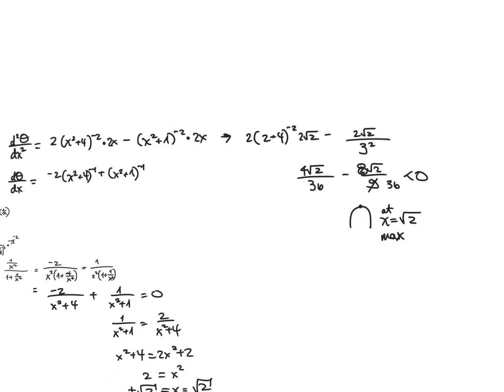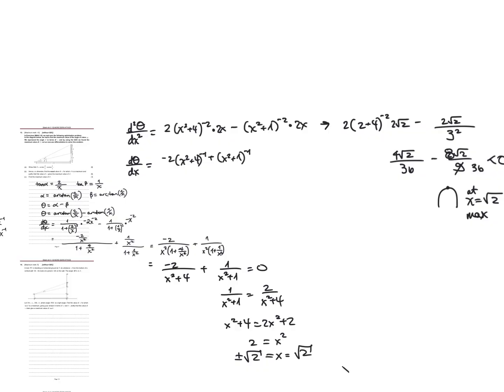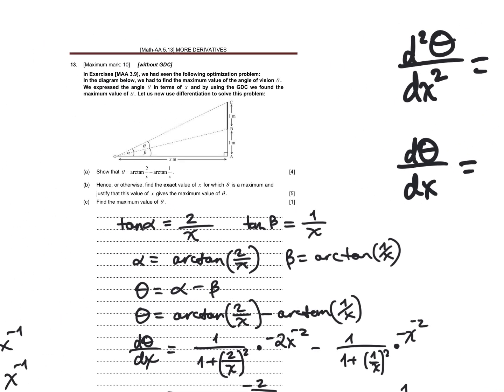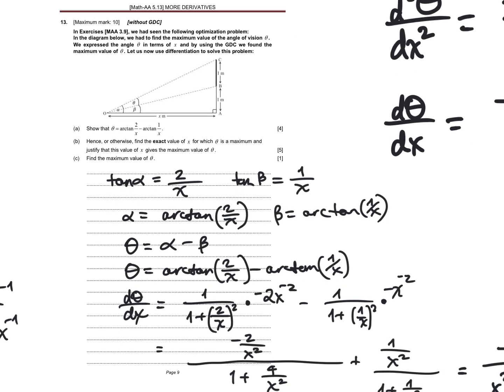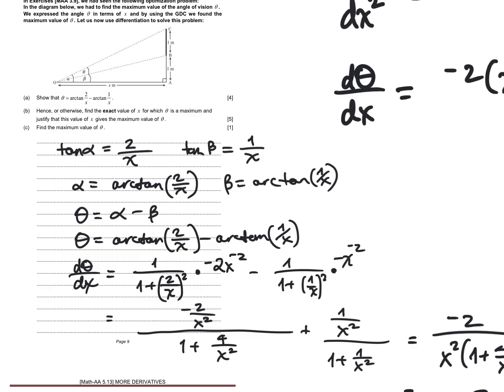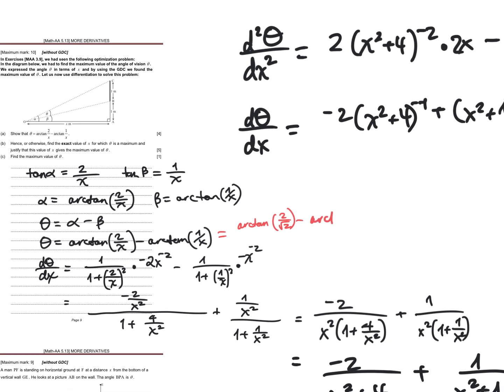And also, all of these times I'm finding the second derivative, you could just go on either side of root 2, 1 and 2, substitute into the first derivative and show that it's changing sign, okay? So that would have been a smarter way to do some of these. Oh well, so now find the maximum value of theta. So we need to substitute in here root 2. So we've got arctan 2 over root 2 minus arctan 1 over root 2.